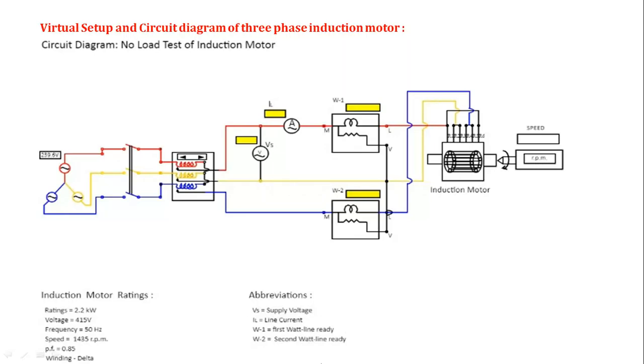And guys, the abbreviations they have used over here: VS stands for the supply voltage, which is mentioned near the voltmeter. Then IL is the line current, which is mentioned near the ammeter. Then W1 is the first wattmeter line, and W2 is the second wattmeter line.